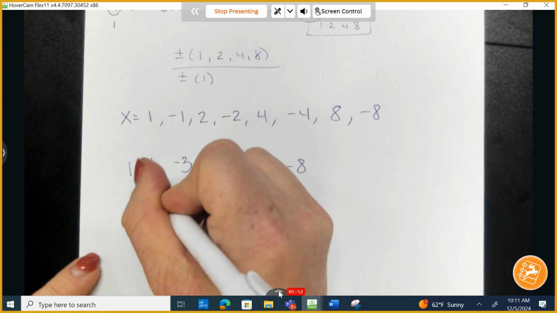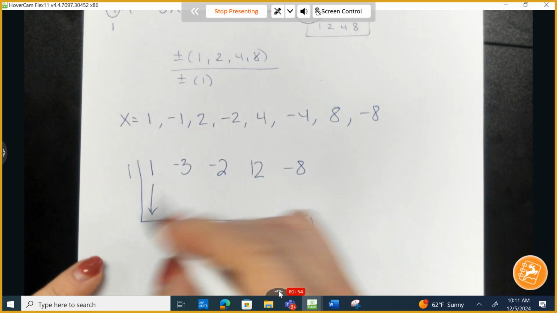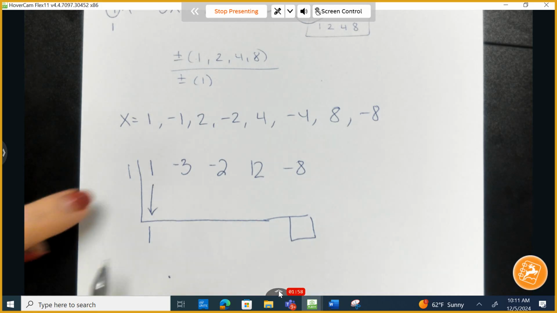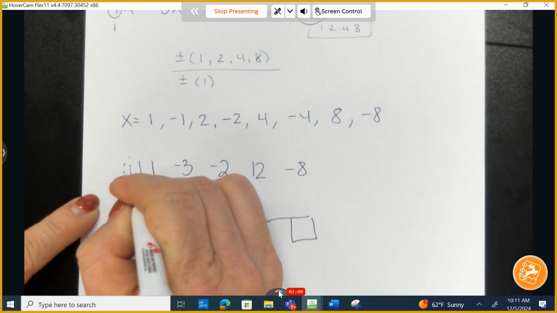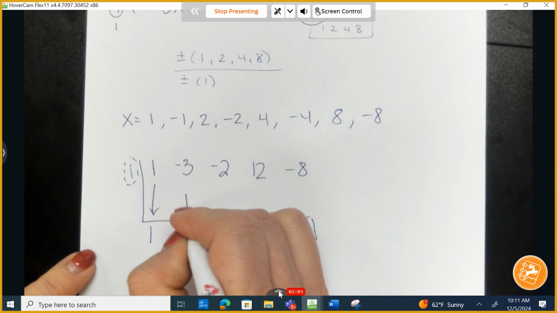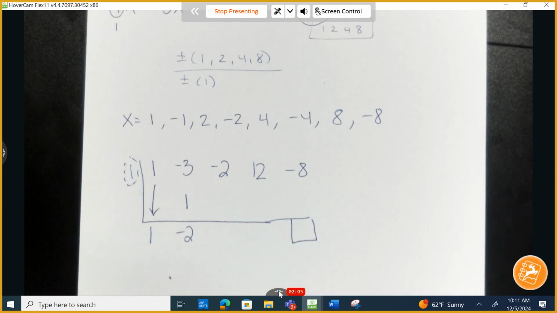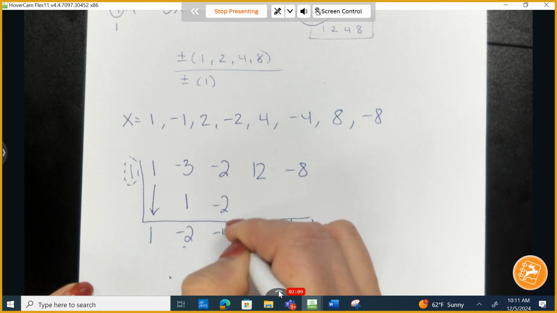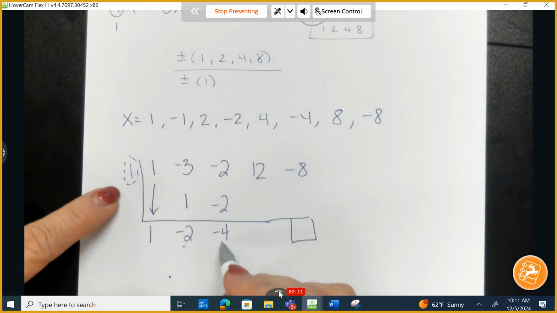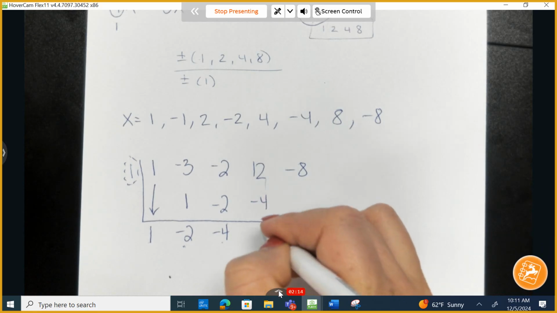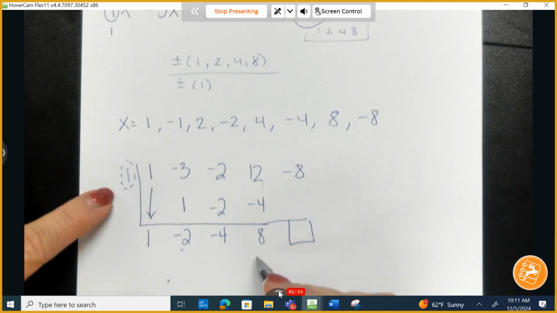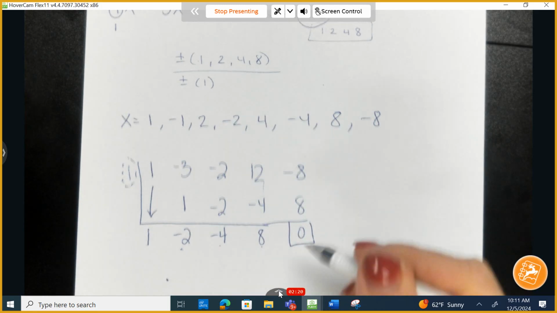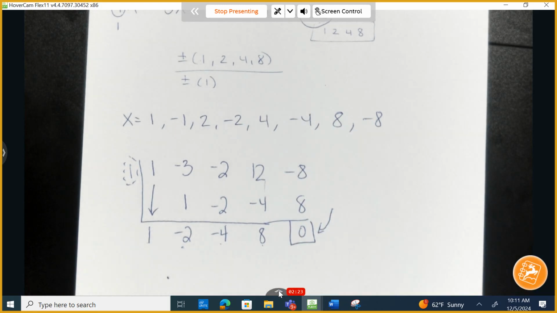So how do I use synthetic division? I refer to it as the mama method. We always drop down the first number, and then I start with multiplying. I always multiply back to this number. 1 times 1 is 1. I add straight down. Then I multiply. 1 times negative 2 is negative 2, and I add straight down. 1 times negative 4 is negative 4, and I add straight down. 1 times 8 is 8, and I add straight down. That tells me, because I received 0, that 1 is a solution.